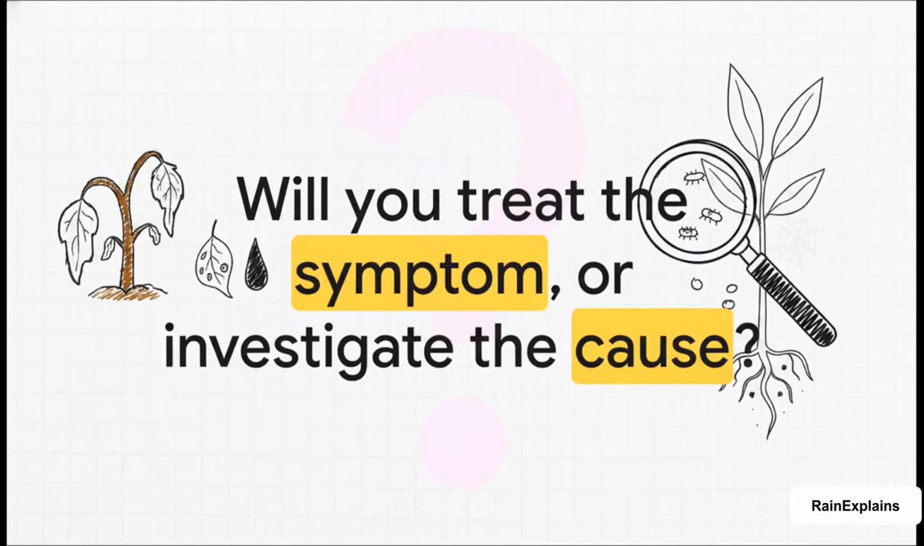Well, we have covered a lot of ground in this explainer, from spotting the tiny physical clues left by intruders to understanding the broader environmental factors that basically roll out the red carpet for them. So I'm going to leave you with this final challenge. The next time a leaf drops or a stem wilts, will you just blindly treat the symptom? Or are you going to use your new detective skills to uncover the microscopic ecosystem battling right beneath your nose?